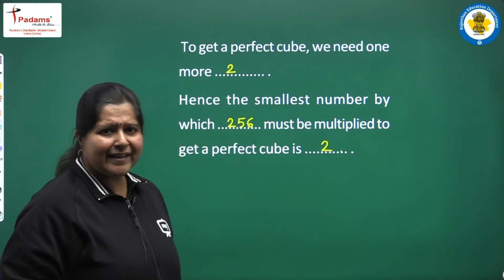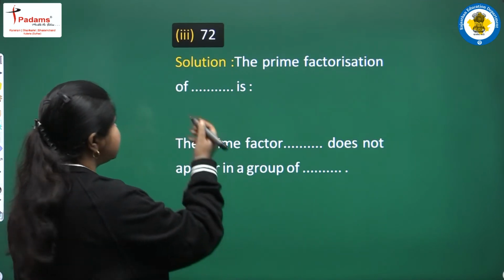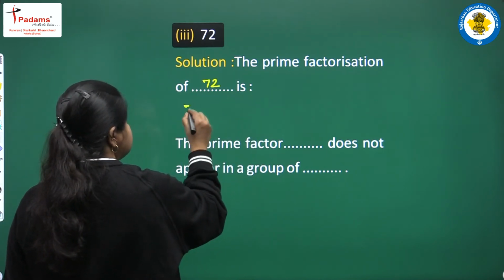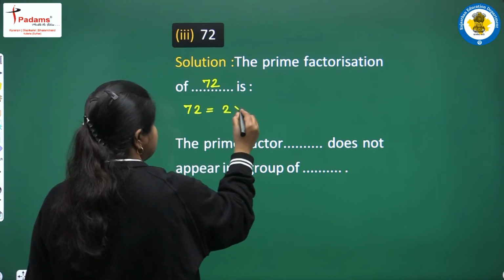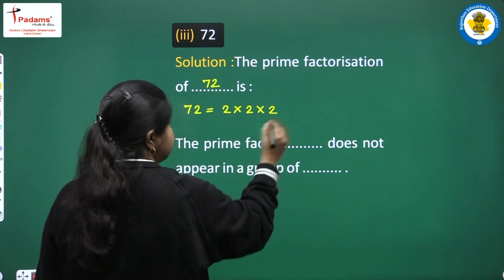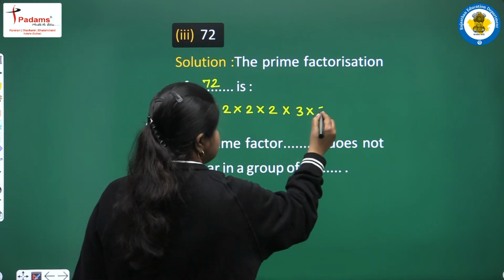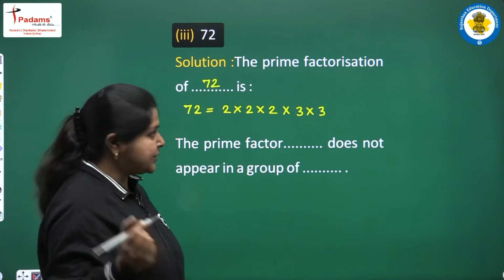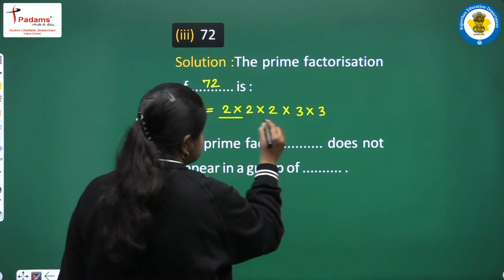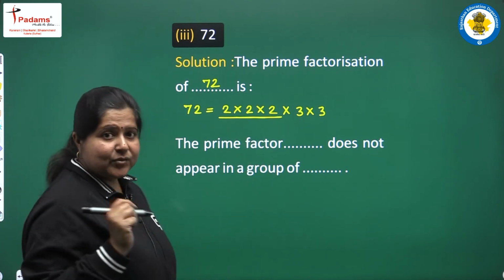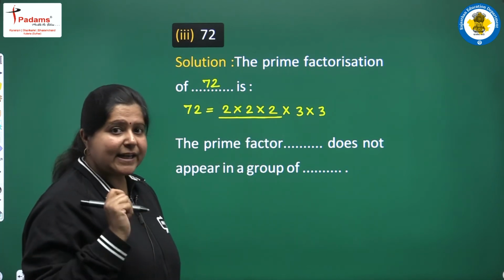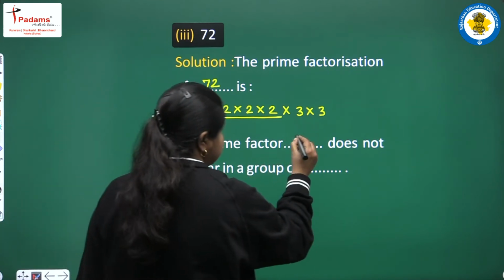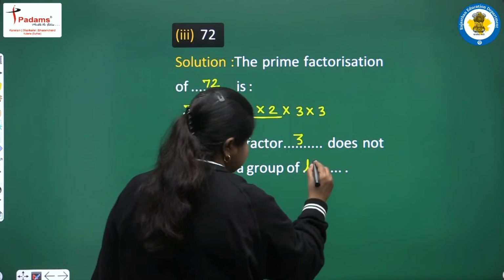Okay, I hope it's clear and it's very easy. Next we have 72. So the prime factorization of 72 is, you will see it comes out equal to 2 into 2 into 2. This is 8 and 3 into 3. This is 9. 8 9s are 72. We can write the factors in this way also. Now have a look. This is in the triplet form but this is not. 3 का ट्रिपलेट नहीं बन पा रहा है और इसलिए ये अपने आप में एक परफेक्ट क्यूब नंबर नहीं है. The prime factor 3 does not appear in a group of 3.